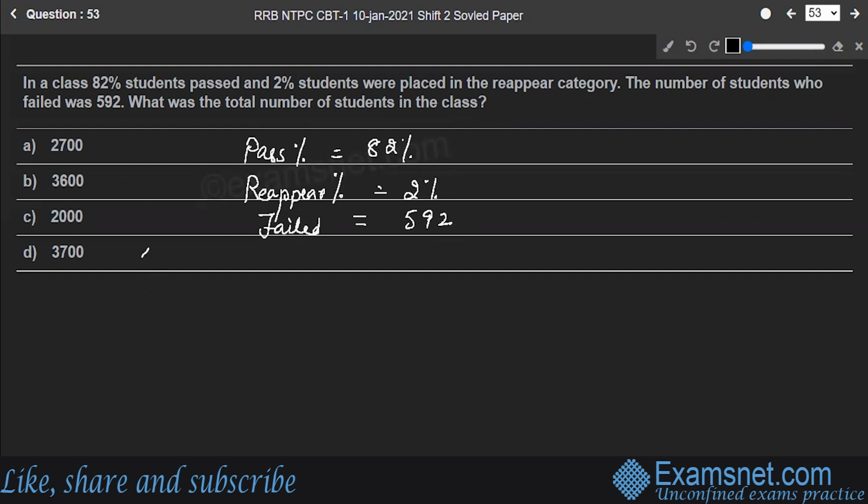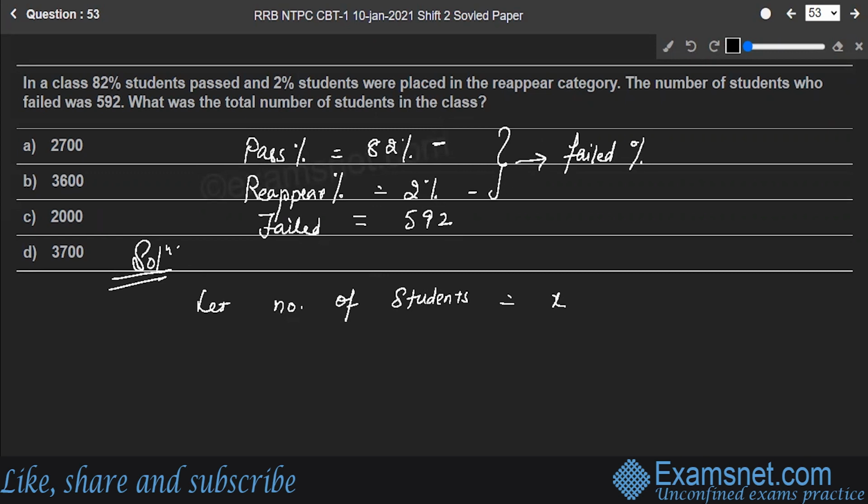Okay, we'll just do one thing. I'll assume the number of students to be x. Let number of students be equal to x, right? So if pass percentage is this, reappear percentage is this, so how many percentage failed? I can find out from here. Failed percentage is equal to 100 minus 82 minus 2. This is equal to 16%.